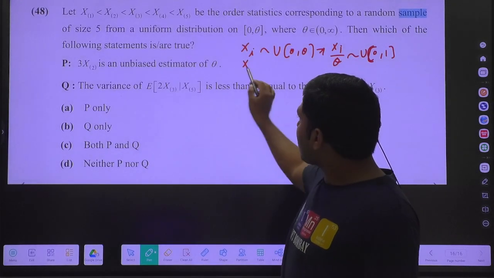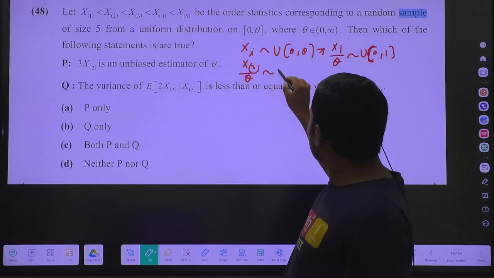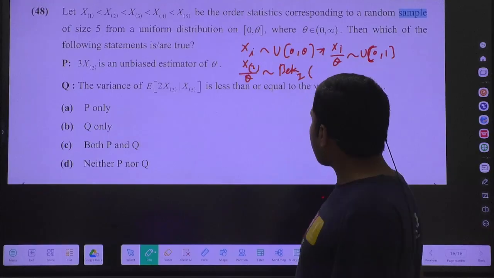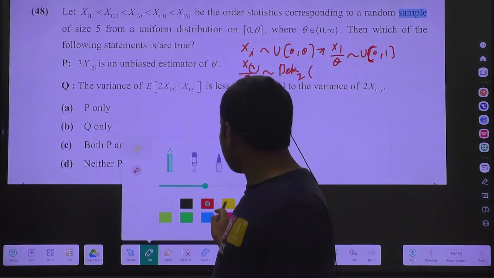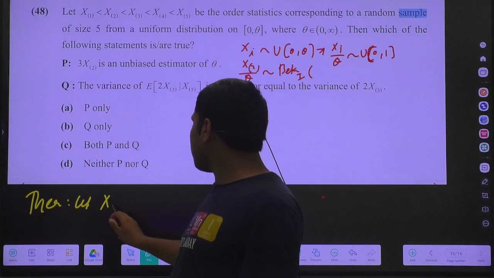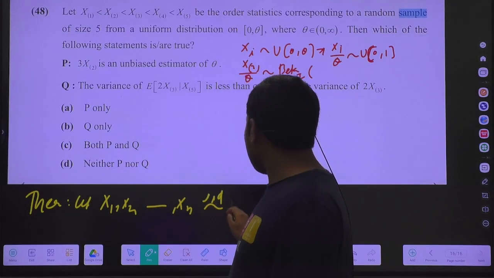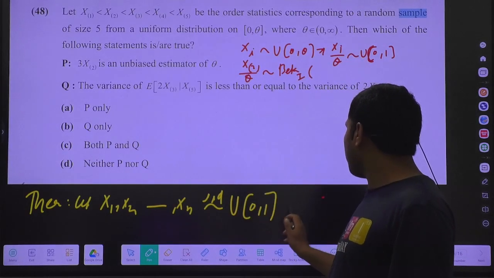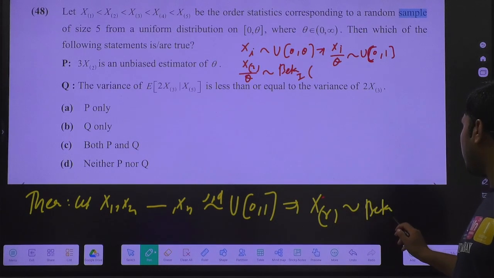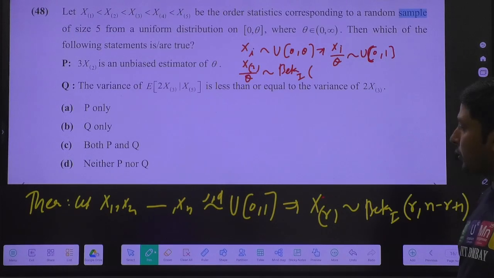What do we need? The second order statistic. The second order statistic based on this will follow beta of the first kind. So what is the theorem I'm using? Let x1, x2, ..., xn be IID uniform 0 1. Then the rth order statistic will have distribution beta first kind with parameters r comma n minus r plus 1. This theorem I'm using here.